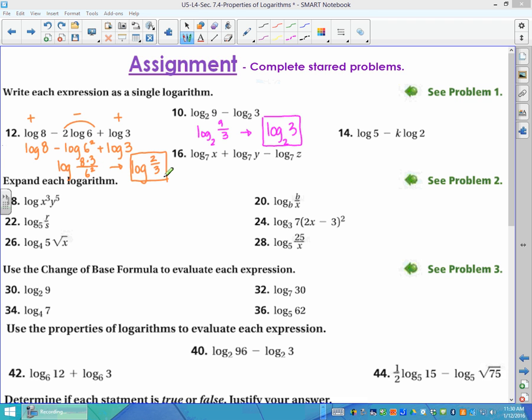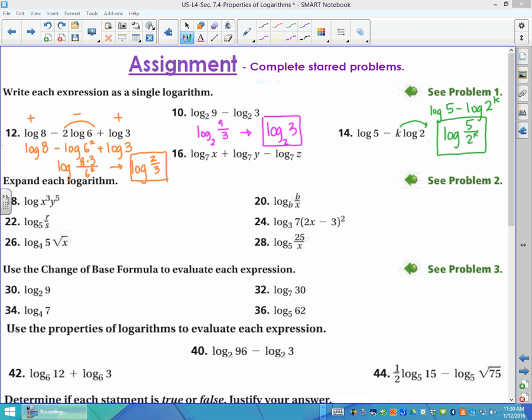I find that a little bit easier to deal with. Look at 14. 14 says log of 5 minus k log of 2. Again, got to bring that k up here. I'm going to go up here and do it. So that's going to be log of 5 minus log of 2 to the k. It's subtraction, so I'm going to bring them together with division. So that's going to be the log of 5 over 2 to the k. Make sure that your exponent clearly looks like an exponent.